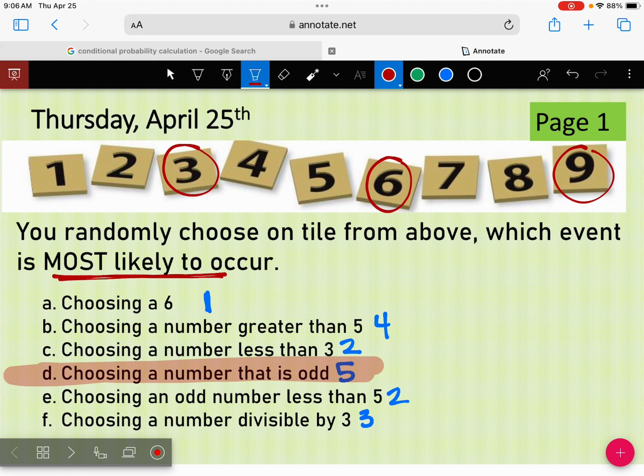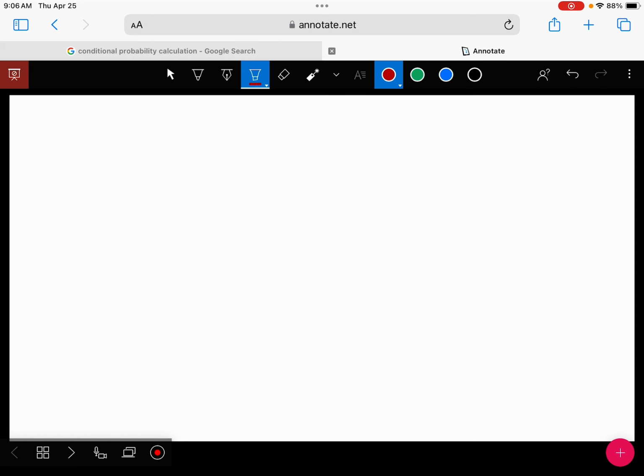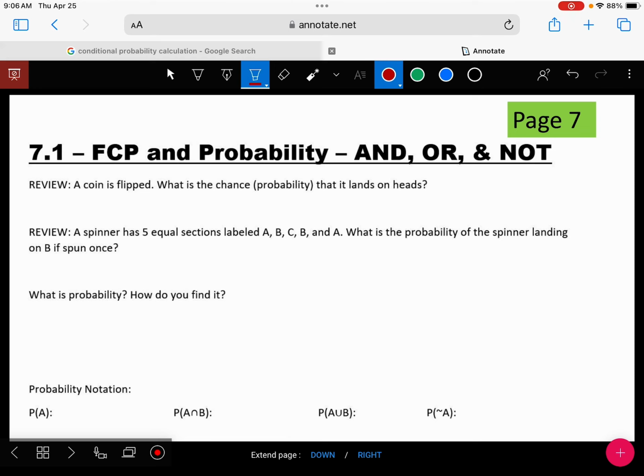All right, so in that same packet, now we're going to go to the notes portion. Go to page 7 in that green packet. So go ahead and flip to page 7. It says a coin is flipped. What's the probability that it lands on heads?